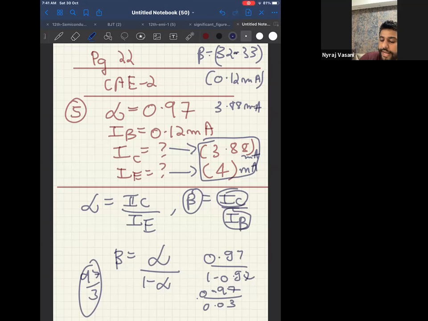Therefore, can I say IC is 3.88, IB is 0.12. Therefore, IE, can I use the basic equation of a transistor that IE is equal to IC plus IB? The most basic equation of a transistor is IE is equal to IC plus IB, which is nothing but 0.12 plus 3.88, which is 4 milliampere. Therefore, answer is 4 milliampere. Check whether you're getting it. All of you.